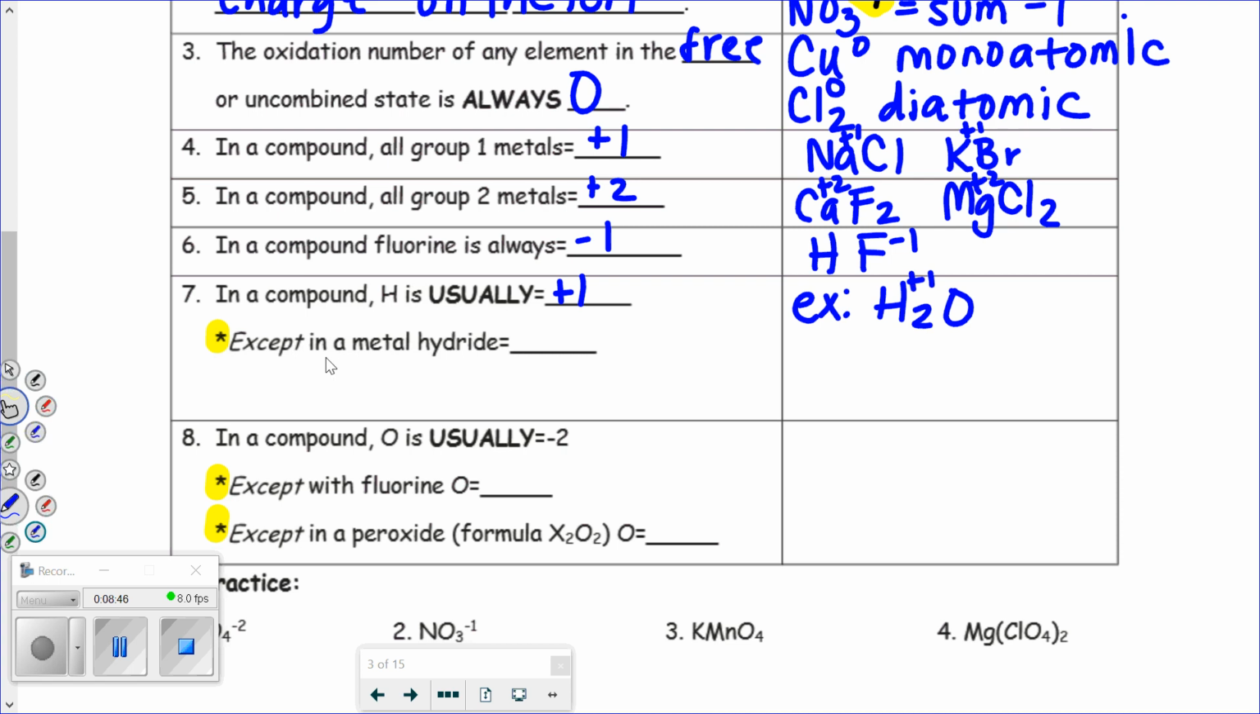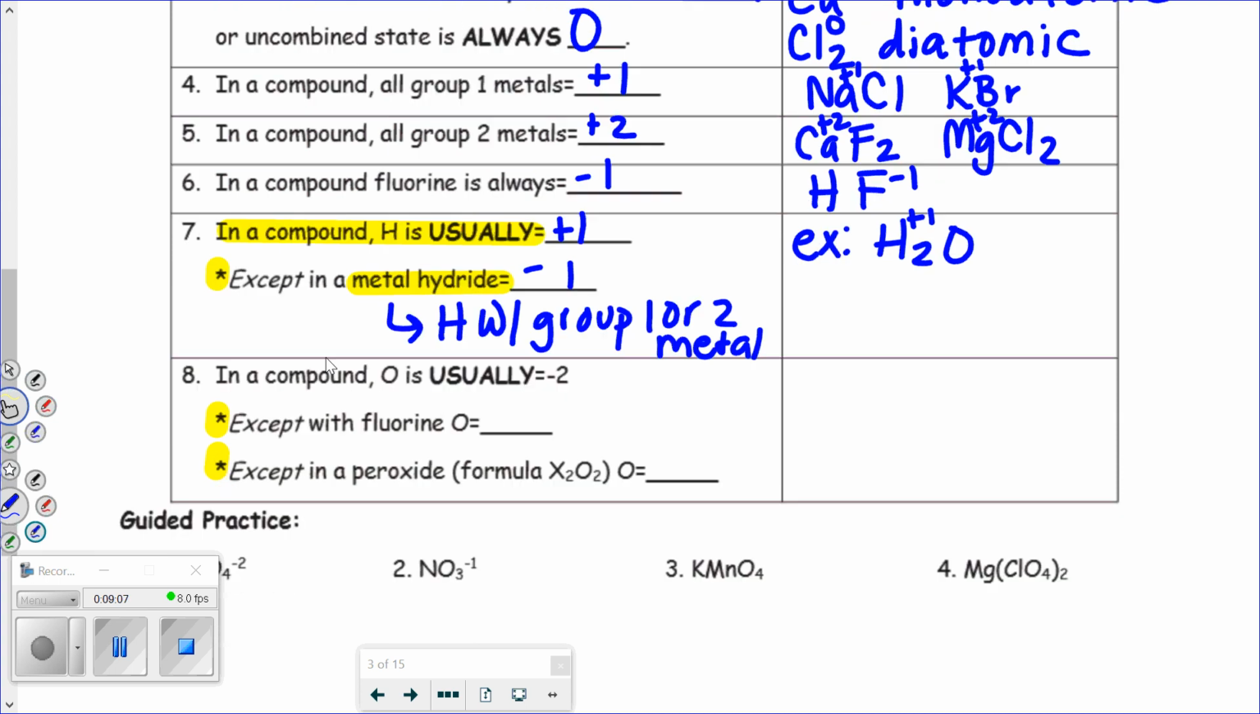There is an exception, and that is something called a metal hydride. A metal hydride is when you have hydrogen with a group 1 or 2 metal. As I said, don't really worry about it. That is when hydrogen would have a charge of -1. But for your case, we're going to treat hydrogen as being +1.